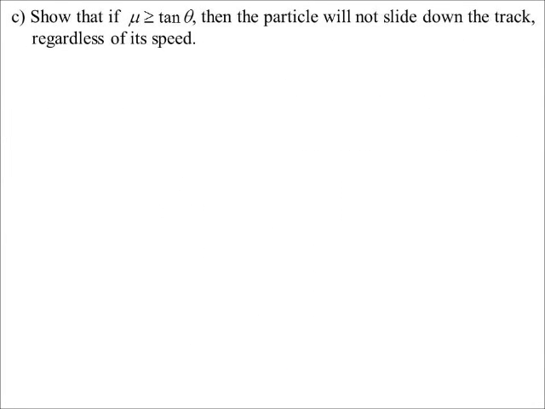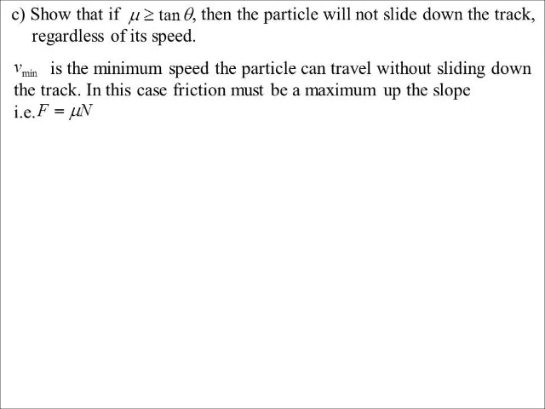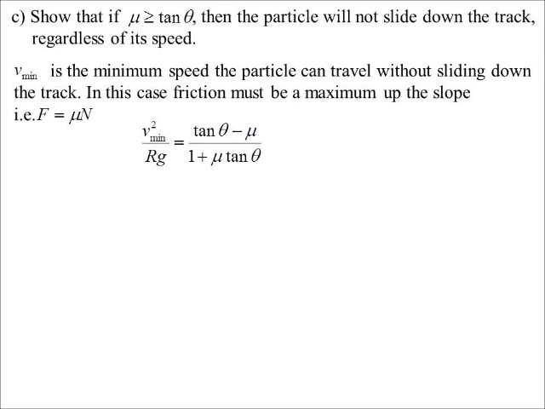Okay. It's now saying mu is greater than or equal to tan theta. Show that if that's true, we won't slide down the track regardless of any speed. It will never slide down the track if that coefficient is greater than or equal to tan theta. So now we're talking about the minimum, and sliding down. So now friction becomes positive mu N instead of negative mu N, which means the formula we just showed is the same, except each term that came from friction changes sign. So I'll get tan theta minus mu on 1 plus mu tan theta. We've changed the sign because we're trying to work out the minimum speed.